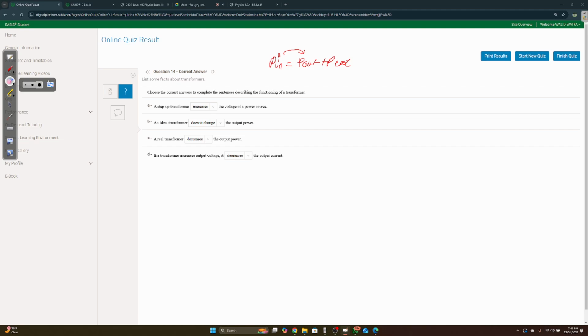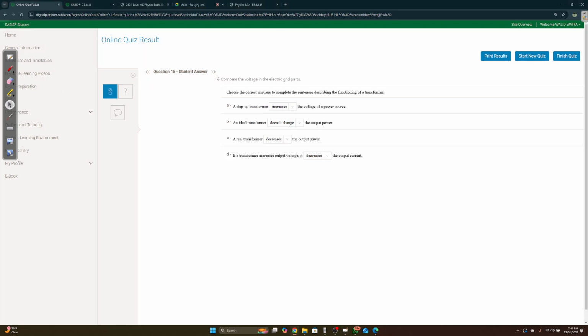So it's decreasing the power. Why is it decreasing? Because some of it is lost. Is it decreasing by a good amount? No, just some of it is lost due to friction and heat and whatever. If a transformer increases its output voltage, what does it do to the current? Obviously, it decreases the current. Same way as power. If you're increasing the voltage, that means the current is going to decrease, right?